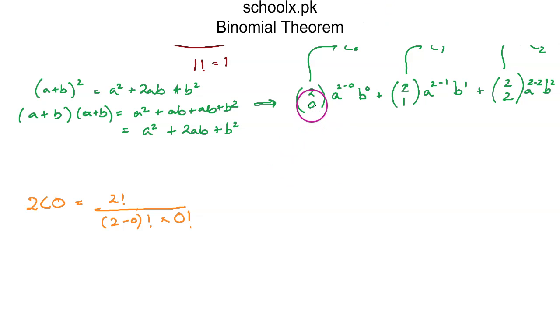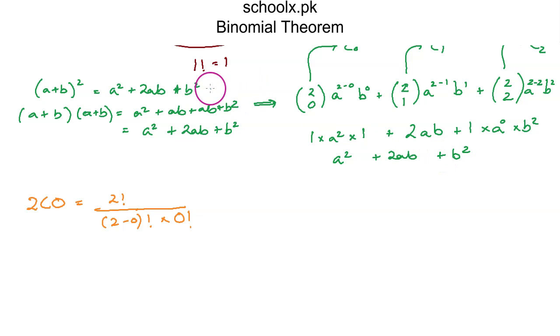So this will give us 2C0, or 2 factorial over (2 minus 0) factorial into 0 factorial, is 1. 1 times a squared, b power 0 is 1. This is 2C1, which is 2, times a power 2 minus 1, which is 1, times b power 1, plus 2C2, which is 1 again, 1 times a power 0 into b squared. So a power 0 is 1. We'll get a squared plus 2ab plus b squared.